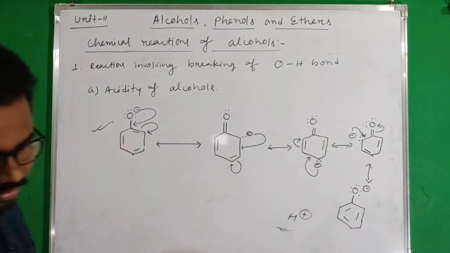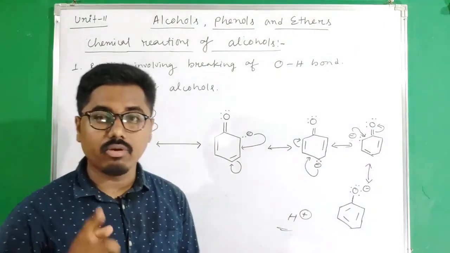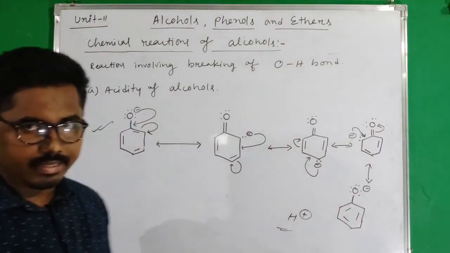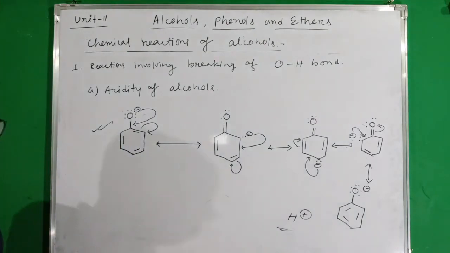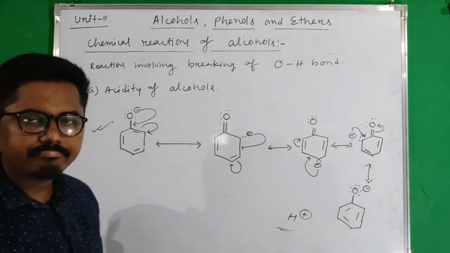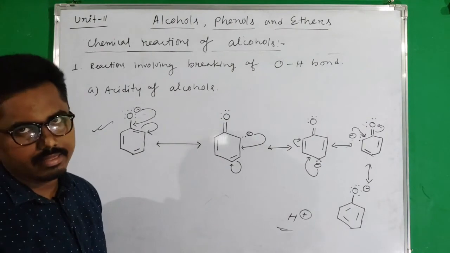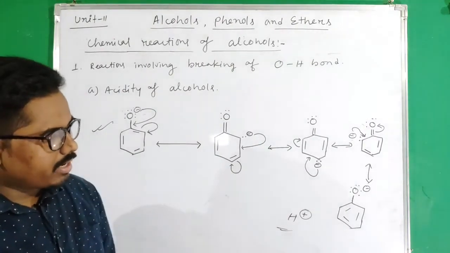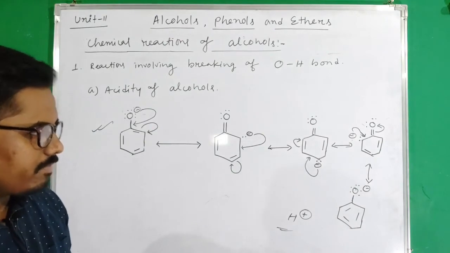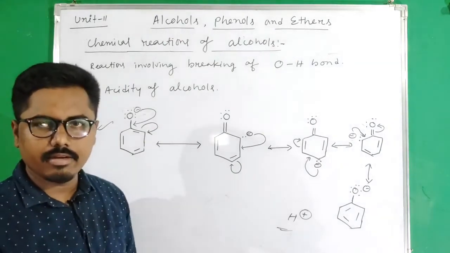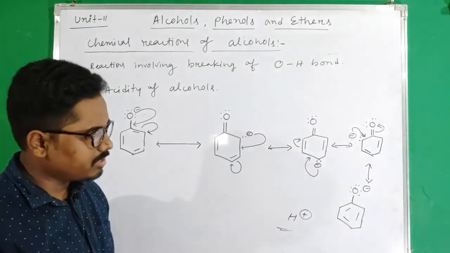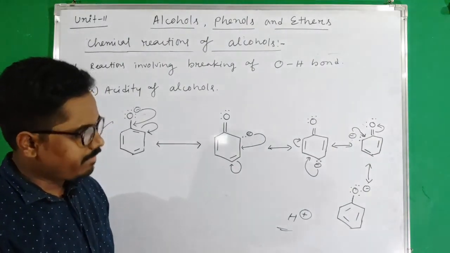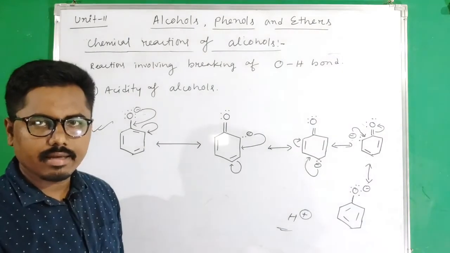So in the exam, a question will ask, explain why phenol is more acidic than alcohol. So you have to write that in case of phenol, the phenoxide ion is stabilized by resonance, and hence the H positive will not again combine with the phenoxide ion. Therefore in this solution free H positive ions are present, and hence phenol is more acidic than alcohol.